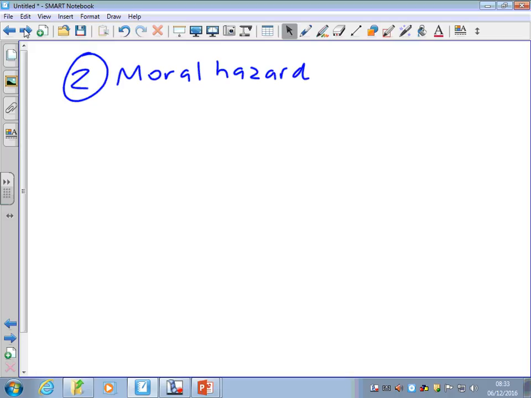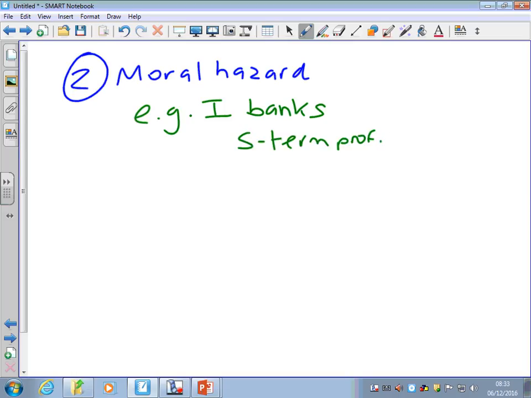Now, in financial markets, we've got lots of examples of moral hazard. A really good example is linked to investment banks, which naturally are quite risky. They take lots of speculative gains, for example. And a lot of the people that work in investment banks are driven by short-term profit. They ignore long-term risk.